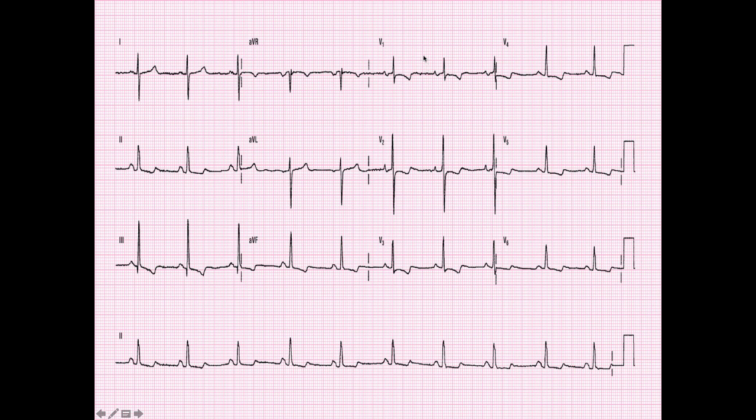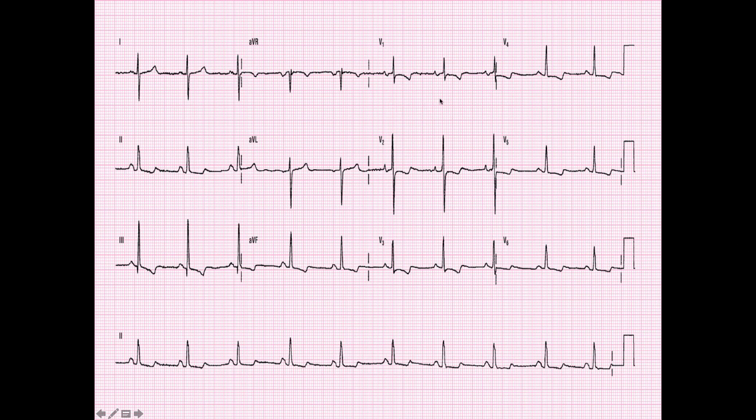So we have RVH, and we have a right ventricular strain pattern. Look at that. It goes all the way through V6. We have some ST segment depression. The J point is below baseline, and we've got this inverted T wave. If we look at our inferior leads, 2, 3, AVF, same thing, ST depression and then inverted T wave. So we have right ventricular strain pattern.